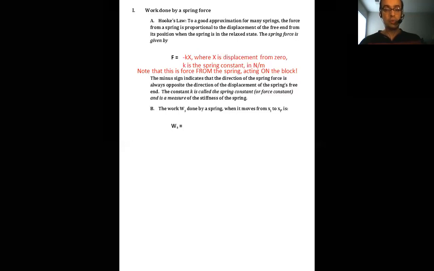The work, W sub S, done by a spring when it moves from x initial to x final is given by this expression, where we have minus 1/2 k x final squared plus 1/2 k x initial squared. And again, this is work that is done by the spring. It is not work that is done on the spring, it is work done by the spring. And that simply comes from taking an integral of this force function over a particular distance bounded by the initial and final conditions. So if you do this integration, this is what you get.